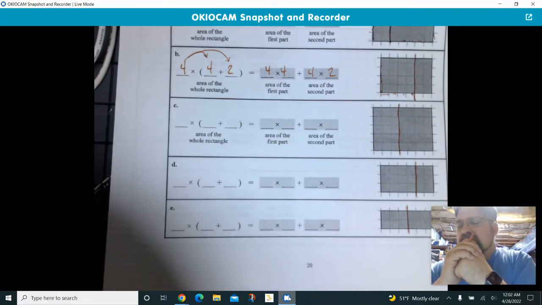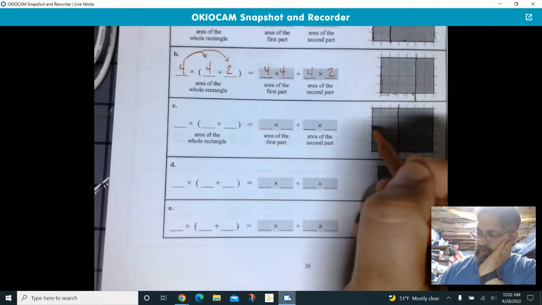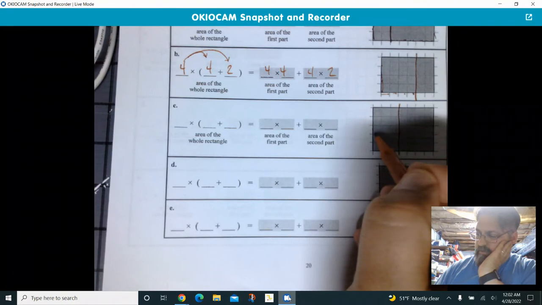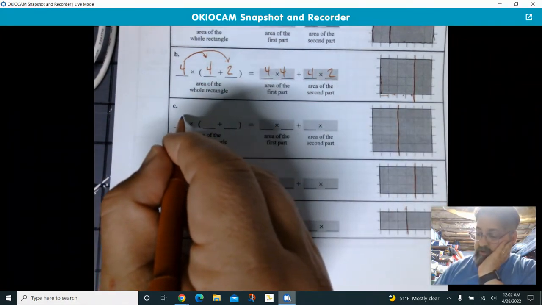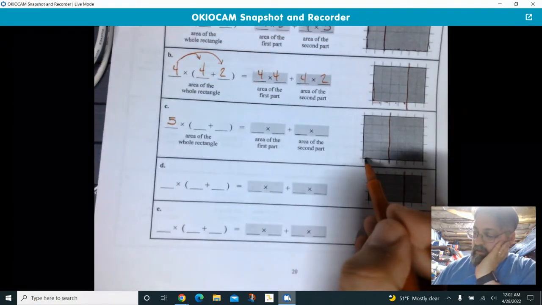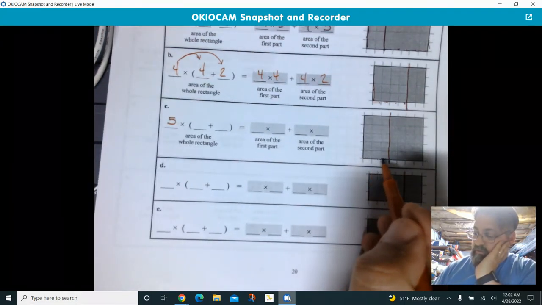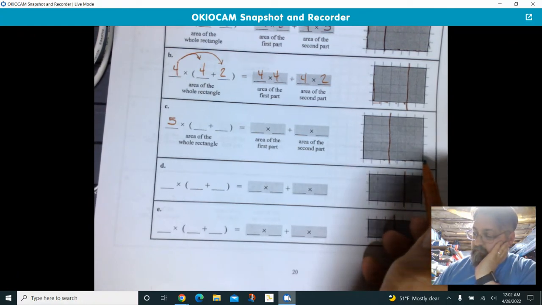I'm going to let you guys do these next 3 on your own. Okay? So count the length. 1, 2, 3, 4, 5. I was going to let you do it on your own. Here I am just counting these out for you. How wide is this section? 1, 2, 3. And how wide is this section? 1, 2, 3, 4.